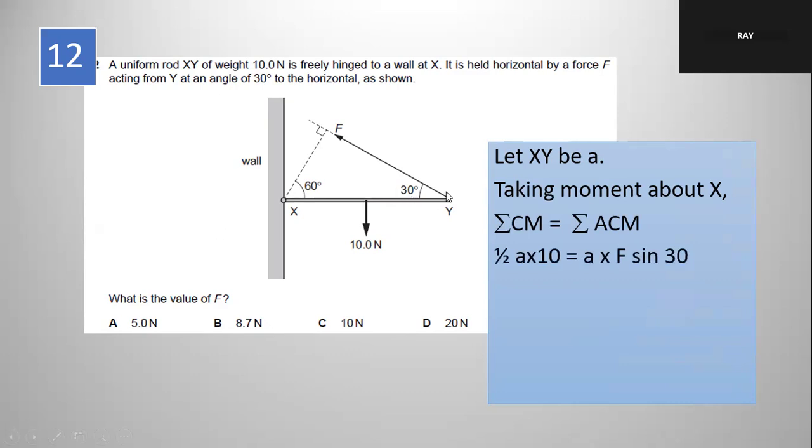So the whole thing is A. So this is half A. Half A times 10. That's your clockwise. Anti-clockwise is this one, which is F. It's A, and then resolve this vertically, the perpendicular component F sine 30. That's your answer.